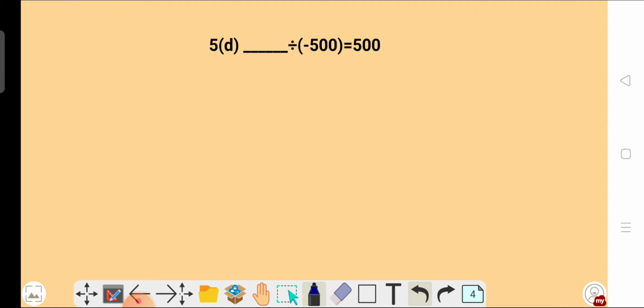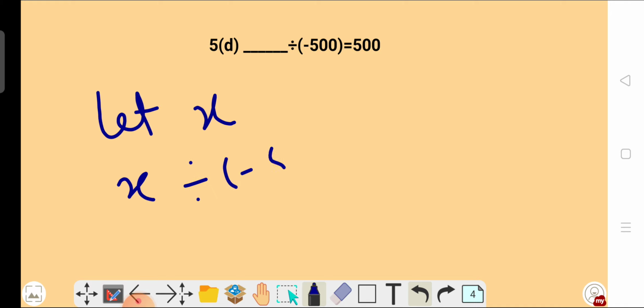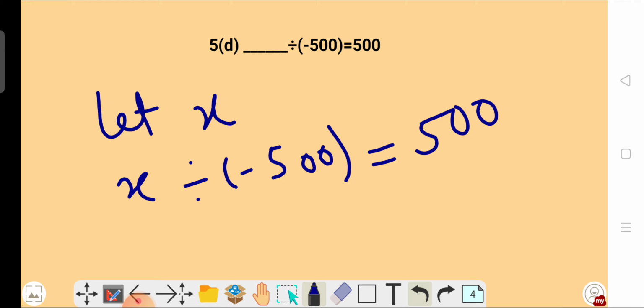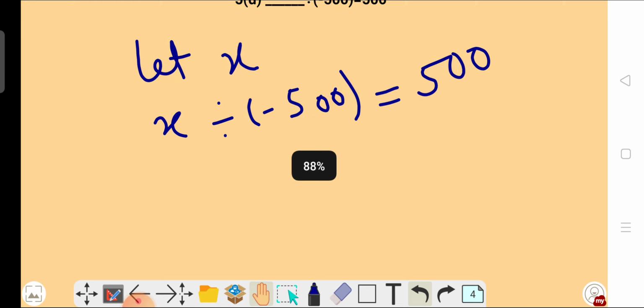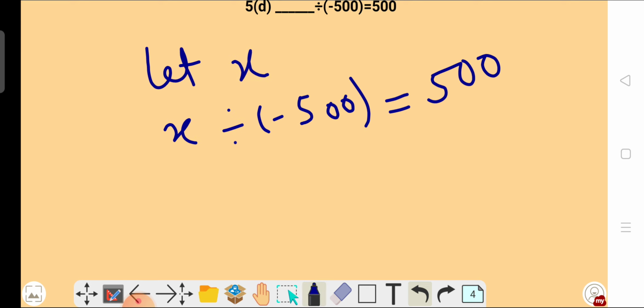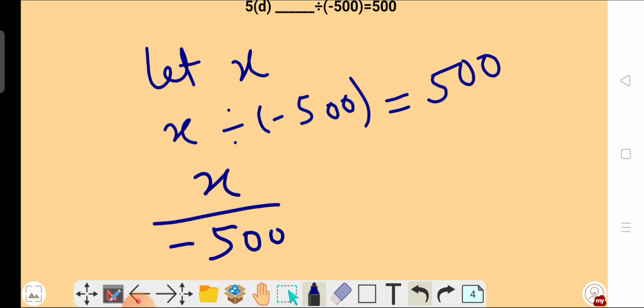In D part, let our blank be filled by x integer. Okay. So x divided by minus 500 is equal to plus 500. Okay. So as you know, this division can be written like this, x by minus 500. This is given equal to again 500.